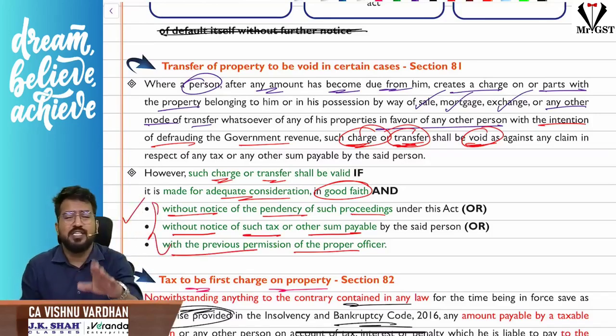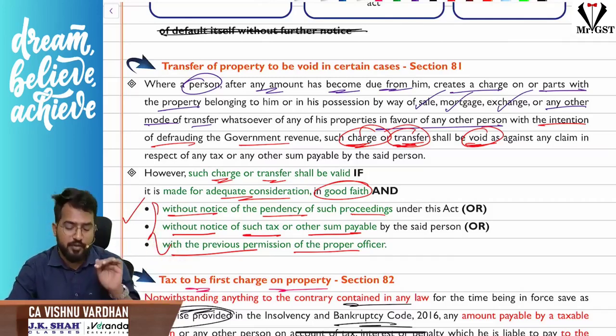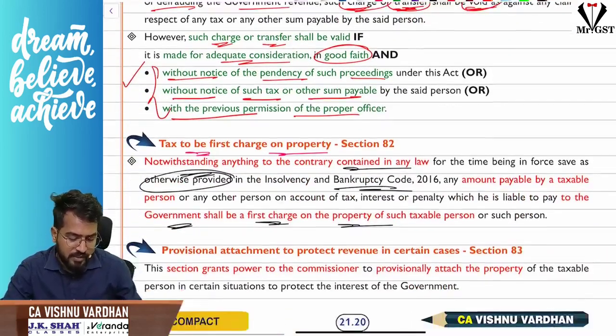That means simple, just to escape the tax dues or to cheat the government, don't make any sale of your existing properties. Okay, that is the concept.